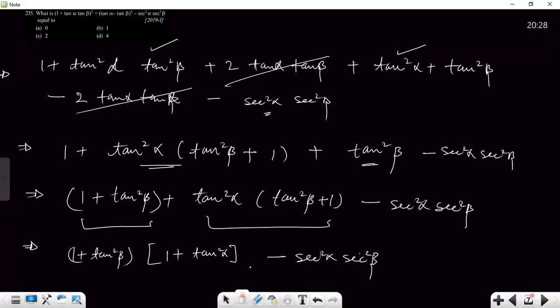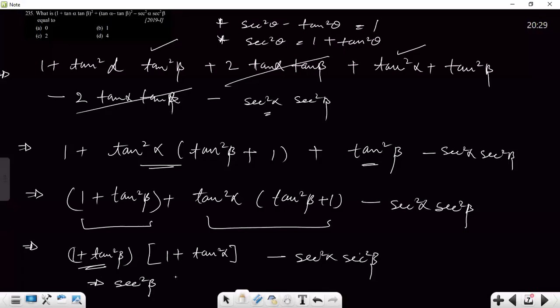Now, do you remember the identity sec square theta minus tan square theta is equal to 1? So maybe write it as sec square theta is equal to 1 plus tan square of theta. So 1 plus tan square theta will be sec square theta, and 1 plus tan square beta will be sec square beta.